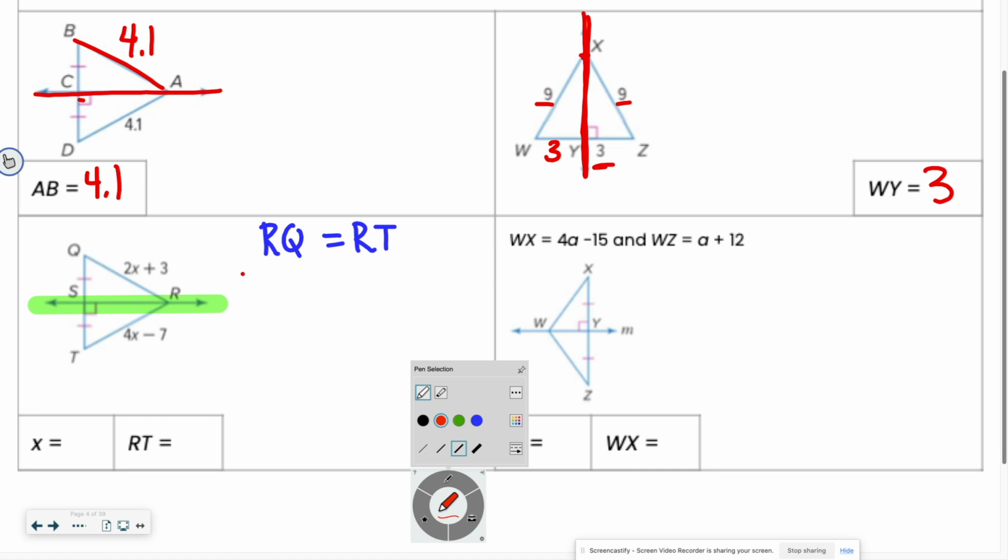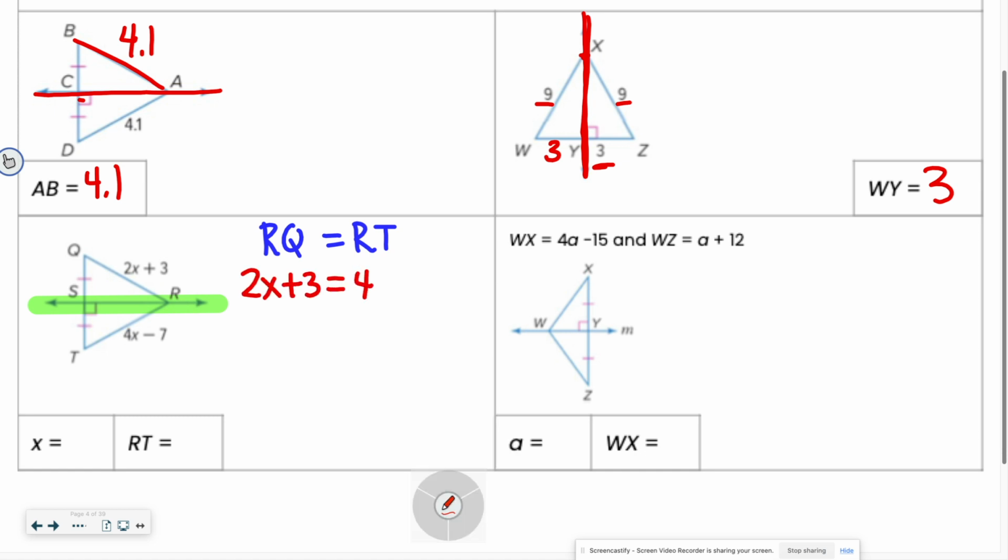Now let's plug in what we know. If RQ is 2x plus 3, that's equal to 4x minus 7. Now we have a nice little linear equation to solve. Get your variables to one side and your numbers to the other. So we're going to have 10 equals 2x. Divide by 2, x equals 5. So our x is 5.